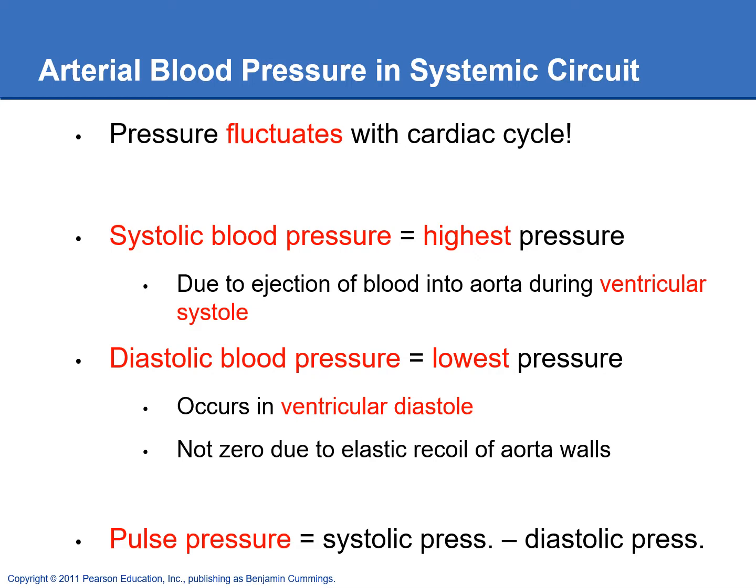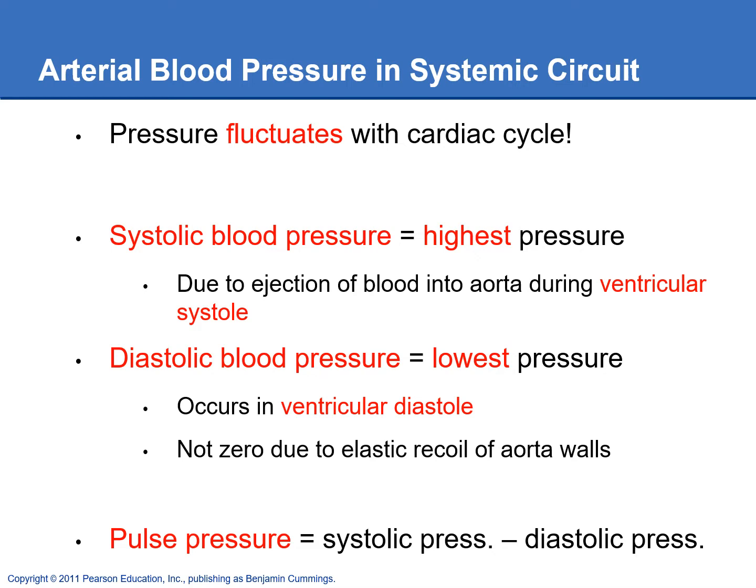So the arterial blood pressure in the systemic circuit, it does fluctuate with the cardiac cycle. So we end up with systolic blood pressure and diastolic blood pressure. Systolic blood pressure is the highest pressure, and that occurs in the aorta when the ventricle is in systole and contracting and ejecting blood out into the aorta. And the diastolic blood pressure is the lowest pressure, and that occurs during ventricular diastole when the heart is resting in between beats. The pulse pressure is just the difference between the systolic and diastolic pressures.